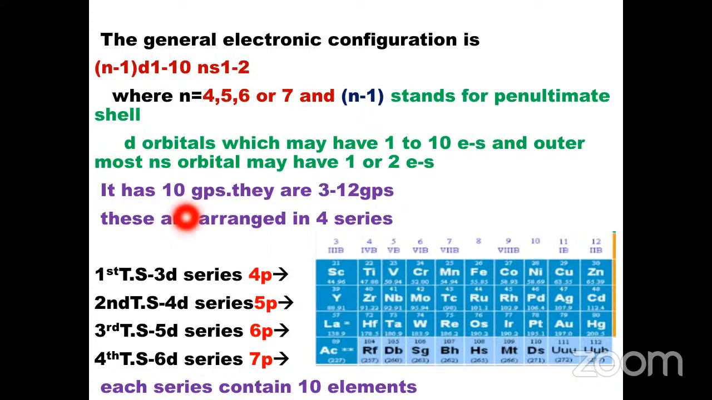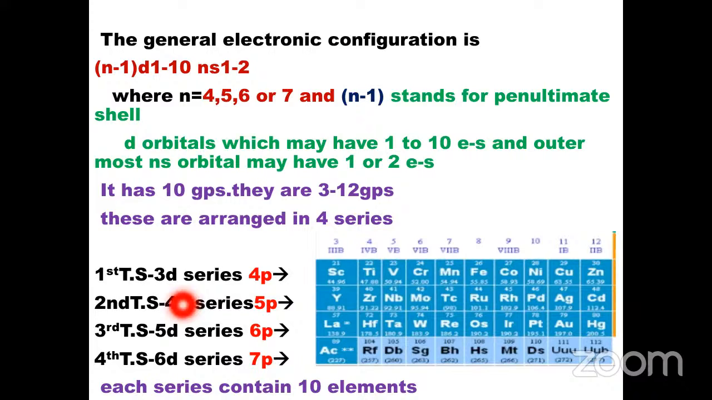Then it has 10 groups, from the 3rd to the 12th groups. These are arranged in 4 series: the first transition series, second transition series, third transition series and fourth transition series.